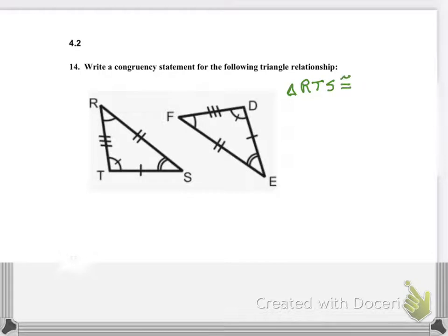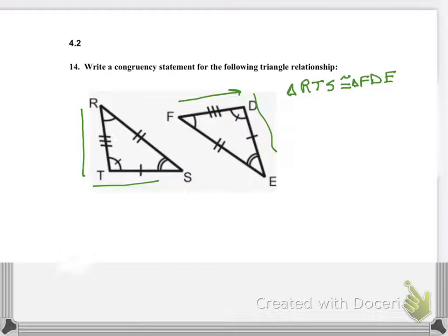Now you've got to be careful the second time. So how did I do that? I went down the 3 over the 1. So I have to do the same thing here. Go down the 3, and I have FD, and down the 1, E. Put your little triangle symbol, and that's a good congruency statement.